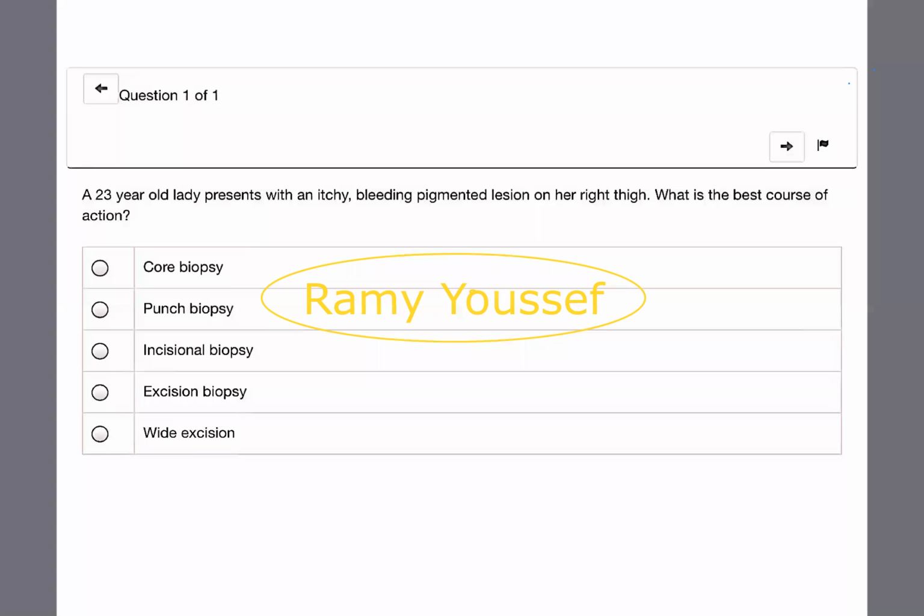It started to bleed and started to be itchy, and this is one of the changes that convert a benign melanocytic lesion to a malignant melanoma: increase in pigmentation, itching, bleeding, ulceration, or scattered melanotic spots around it. This is a change, a malignant transformation.